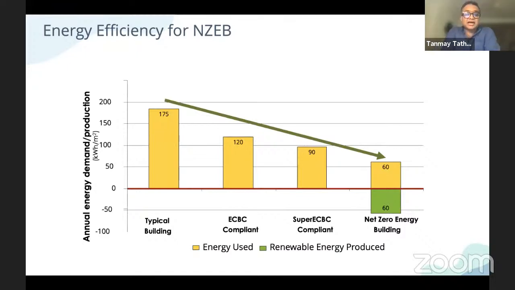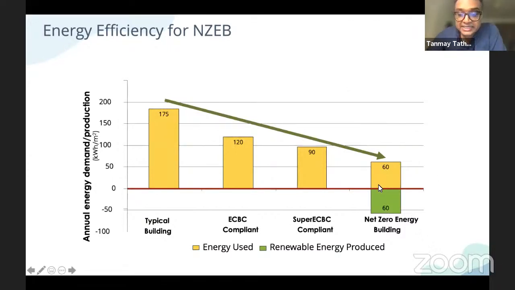But that doesn't mean that there can't be anything else that can be done. Super ECBC is still a code which is again meant for larger commercial buildings. There are other strategies one could use to bring down energy use even further by, let's say, using some of these low energy comfort systems.